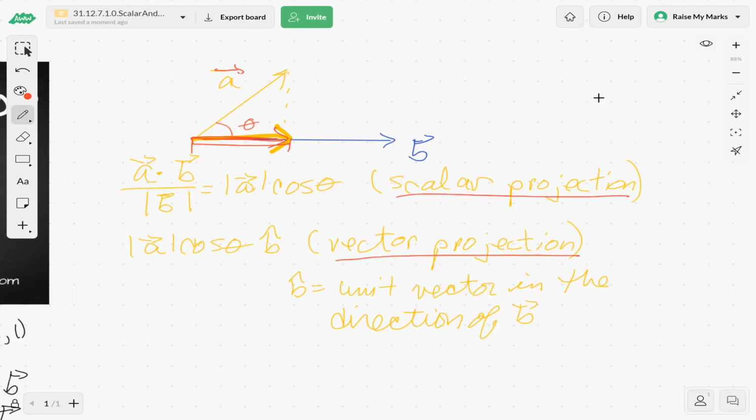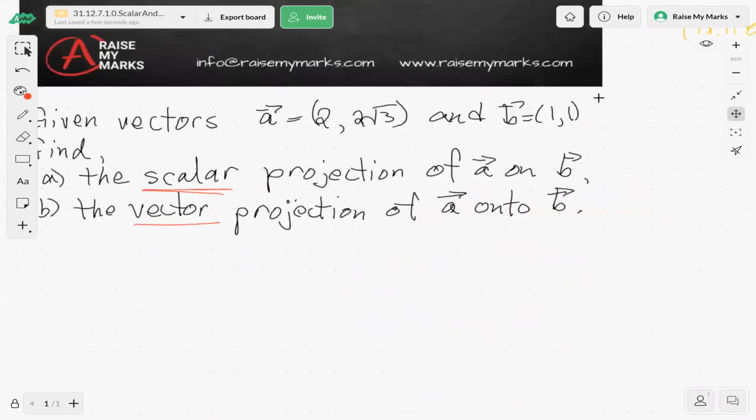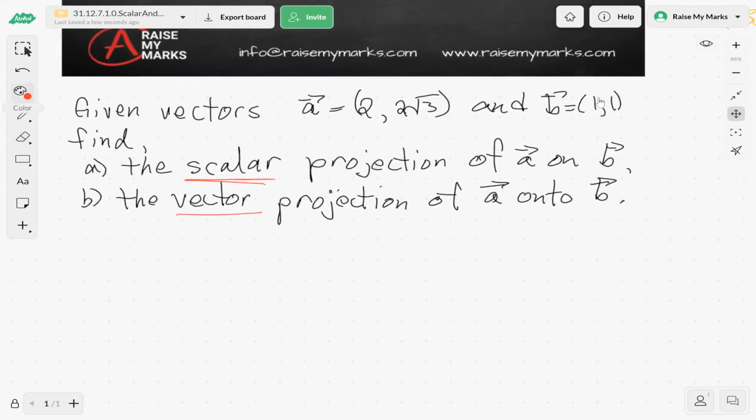The vector projection is the actual vector in the direction of B. So it's the magnitude of this red vector, plus the direction of B, and that's where the unit vector B hat comes in. Okay, so that's our scalar projection and our vector projection. All right, so now let's go back to our problem and try and figure these two values out.